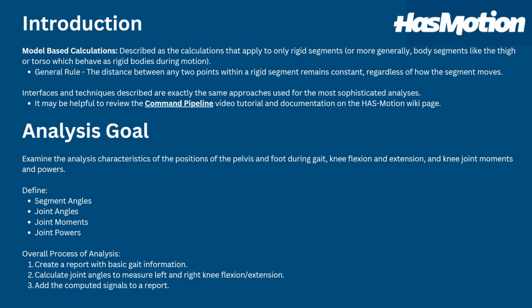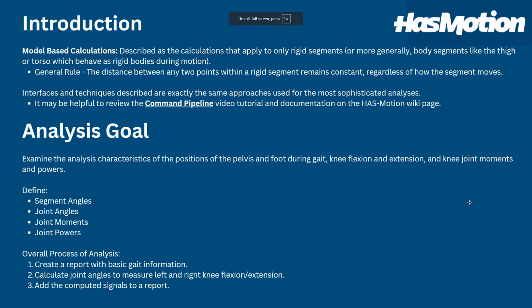However, the interfaces and techniques described are exactly the same approaches used for the most sophisticated analyses. Part of the power of Visual 3D is the ability to determine exactly what and how calculations are done, and the ability to point to the published works proving its validity. From a pure tool perspective, the power is in additional pipeline command parameters and options. Just like the last tutorial, it may be helpful to review the command pipeline video tutorial and documentation on the HasMotion wiki page.